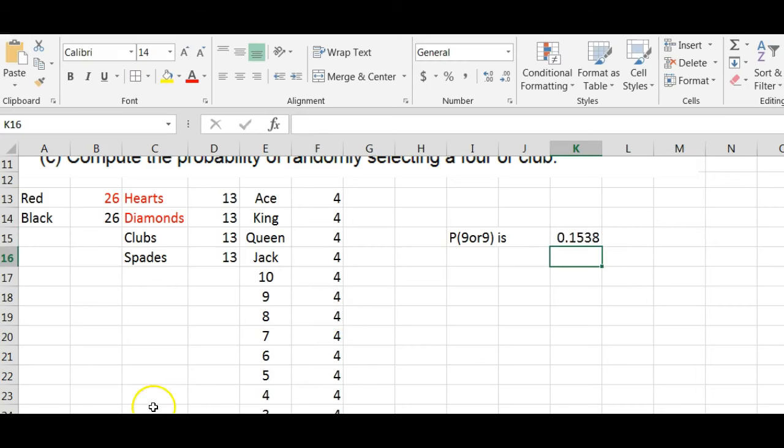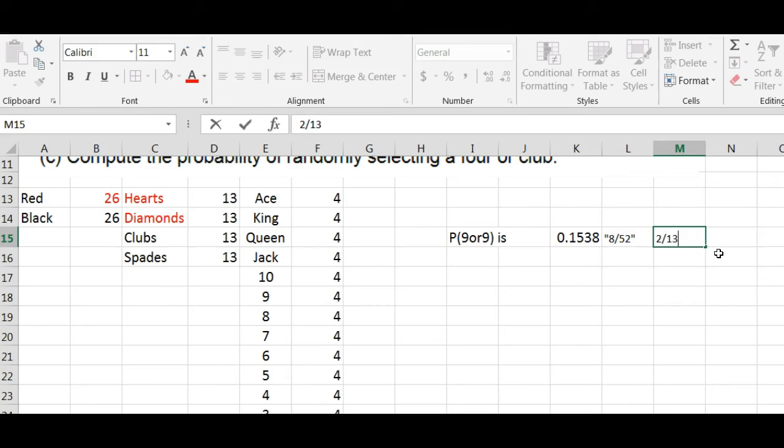So my probability would be 0.1538 in decimal form, but I think they might want you to put it in fractional form. In fractional form, it would be 8 over 52, and I have to simplify that. 4 will go into 8 two times, and 4 goes into 52 13 times. 13 plus 13 plus 13 plus 13 is 52. So my simplified answer would be 2/13.